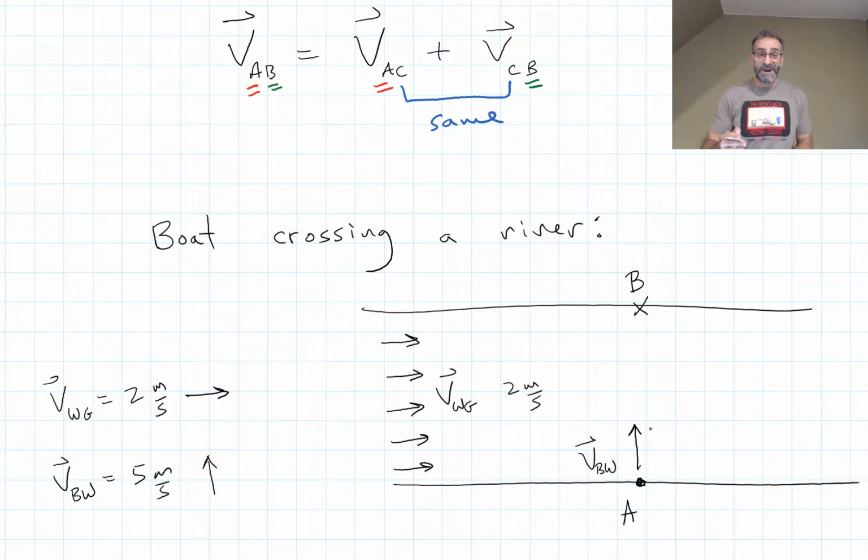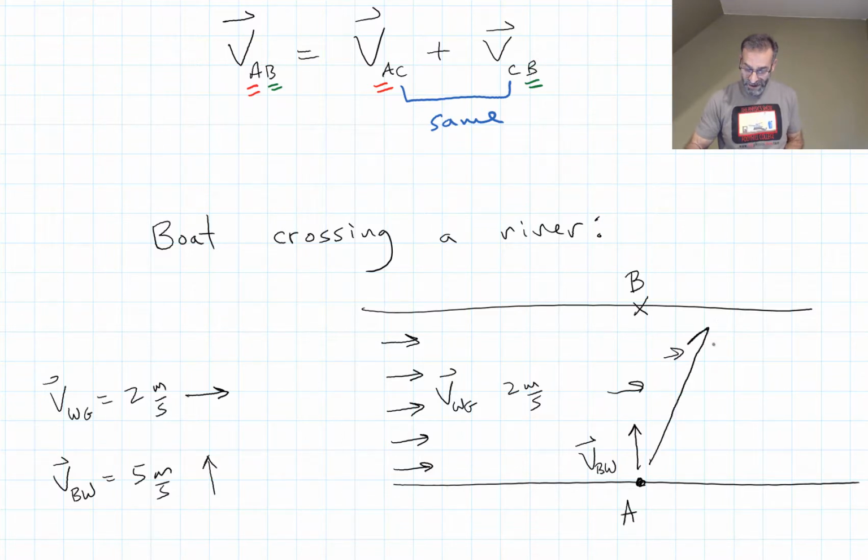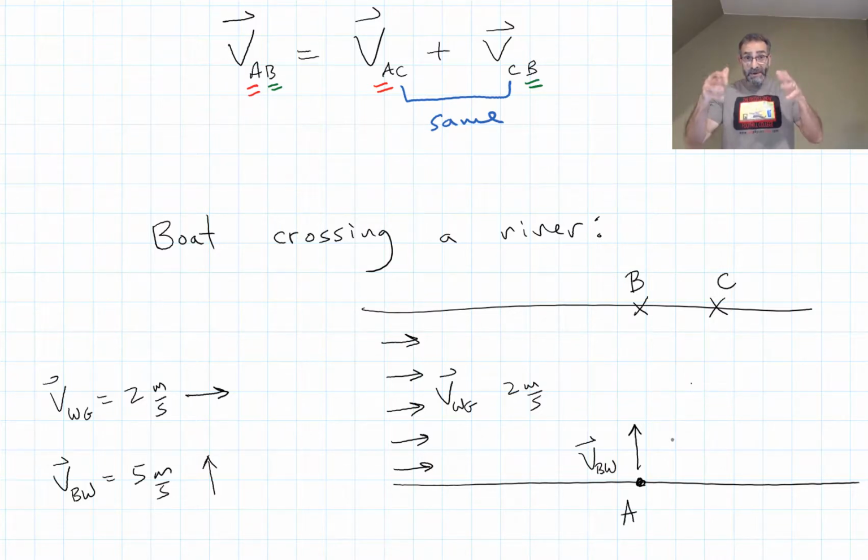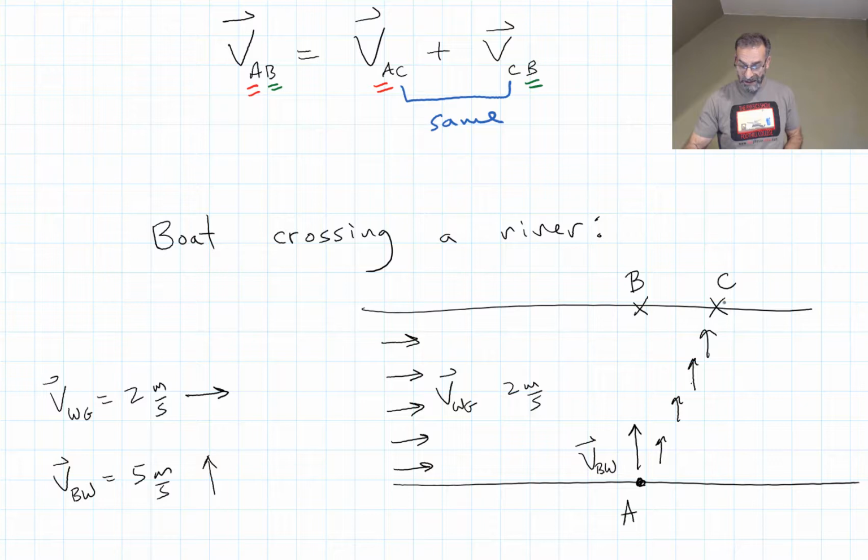Of course not, because the water's pushing on it. And as the boat tries to get across the river, the water's pushing on it and pushing on it. And where's the boat going to end up? Somewhere over here. Let's call that point C. So if you were in a helicopter looking down, your boat would be traveling across the river like this, and it would hit the shore on the other side at point C.